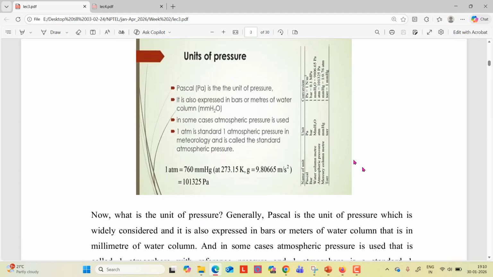We know that atmospheric pressure is the pressure at the atmosphere, which is equivalent to 760 millimeter Hg. This is equivalent to 101325 Pascal or 101.3 kilopascal, right?